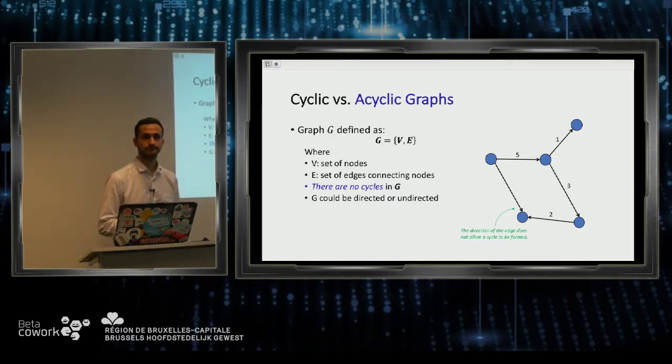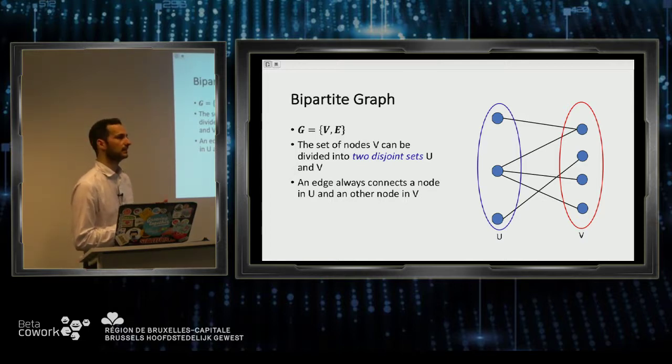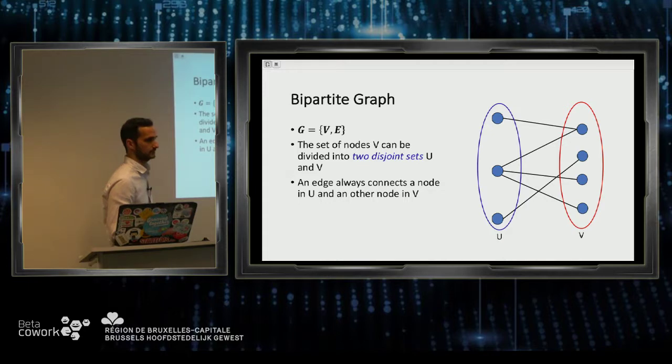Are there any questions so far? Okay. We have also another important set of graphs, and these are called bipartite graphs. In bipartite graphs, again, we have a set of vertices, these ones here, and a set of edges, connections, but the nodes or the vertices can be divided into two distinct and disjoint sets. Let's call them U, that's the set U, and that's the set V. Those two different sets are disjoint in the sense that an edge always goes from one node in the set U to another node in the set V.